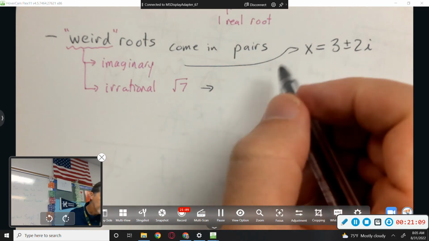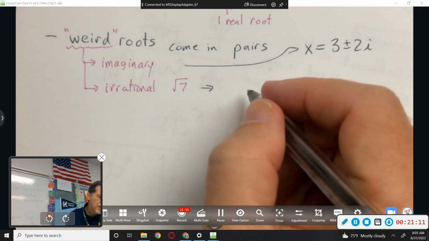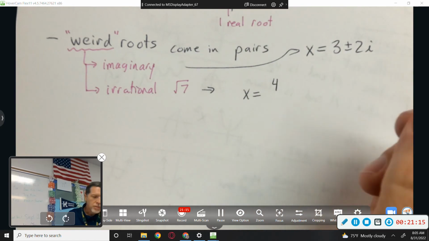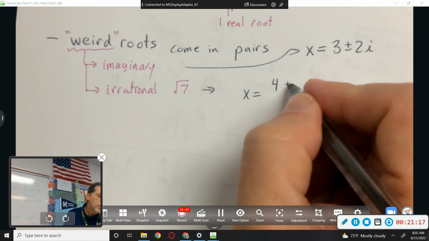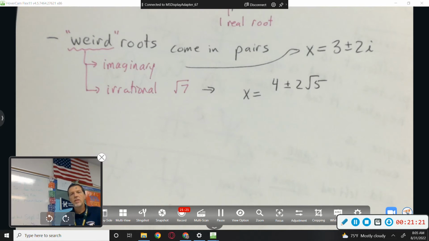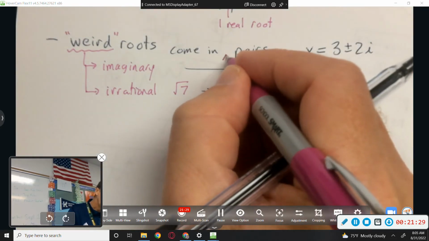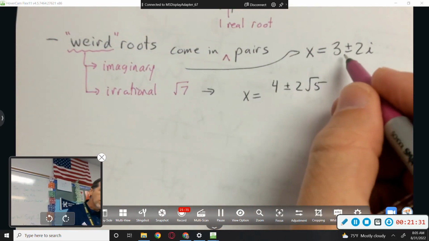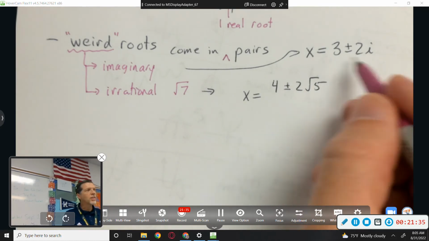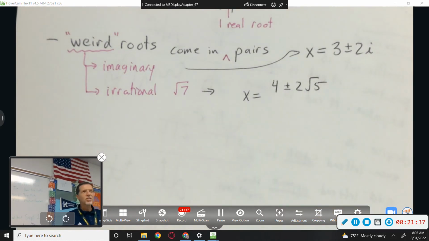Irrational ones, think to the quadratic formula. x equals negative b plus or minus the square root. Maybe it simplifies to plus or minus, say, 2 square root 5. So they come in pairs. And more than that, it's not just any pairs. Do you remember the name? We've used it a couple of times. 3 plus 2i, 3 minus 2i. What are those called?